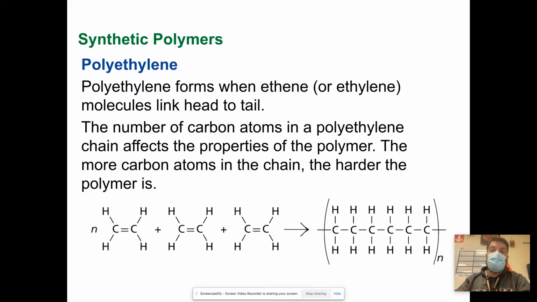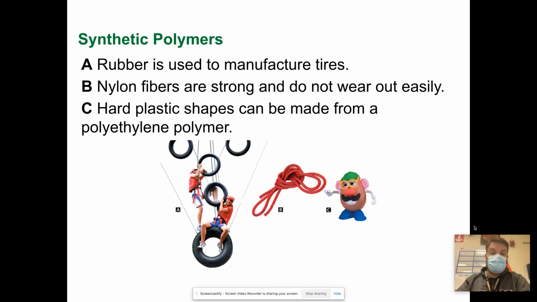Polyethylene forms when ethene molecules link head to tail. Now, the number of carbon atoms in a polyethylene chain affects the properties of the polymer. The more carbons you have in the chain, the harder the polymer is. So here's ethene, ethene, ethene, and when you link them all together like this, you create a chain or a polymer.